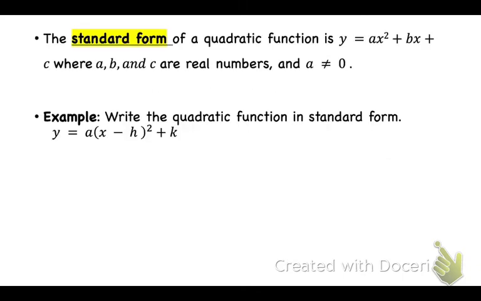Okay, so standard form of a quadratic equation. We have done this before, yes? It is y equals ax squared plus bx plus c, where a, b, and c are real numbers and a cannot be 0. If a is 0, then I have a linear, not a quadratic, correct? So you need standard form. You need this right here.